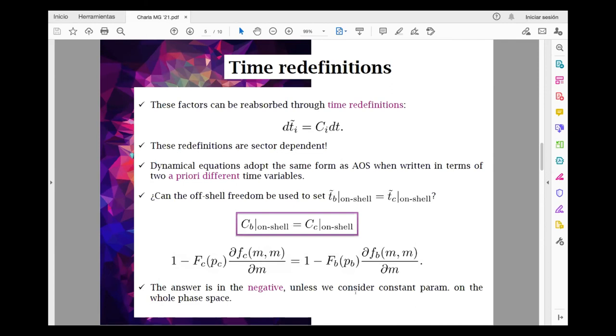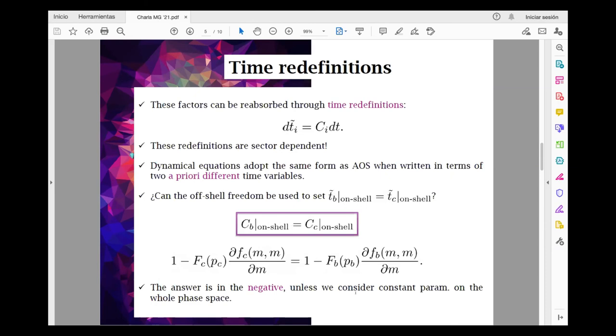And then when we rewrite the equations of motion in terms of these time variables, we recover dynamical equations that have exactly the same form as the ones in the AOS model, except for the fact that they are written in two time variables. So since the idea is to reconcile this result with the way it was originally presented, the obvious question is, can this off-shell freedom be used to set both times equal, at least on shell? This condition is equivalent to saying that we want both phase space dependent factors to be equal on shell.